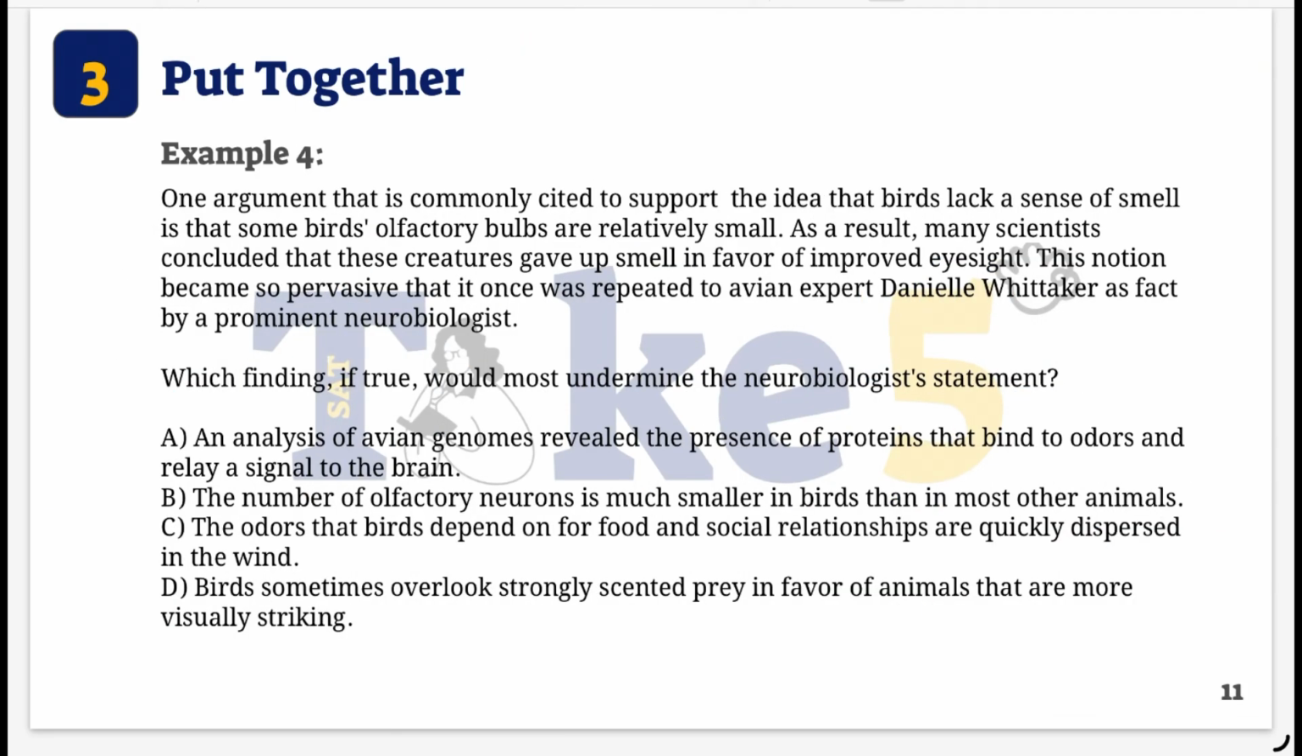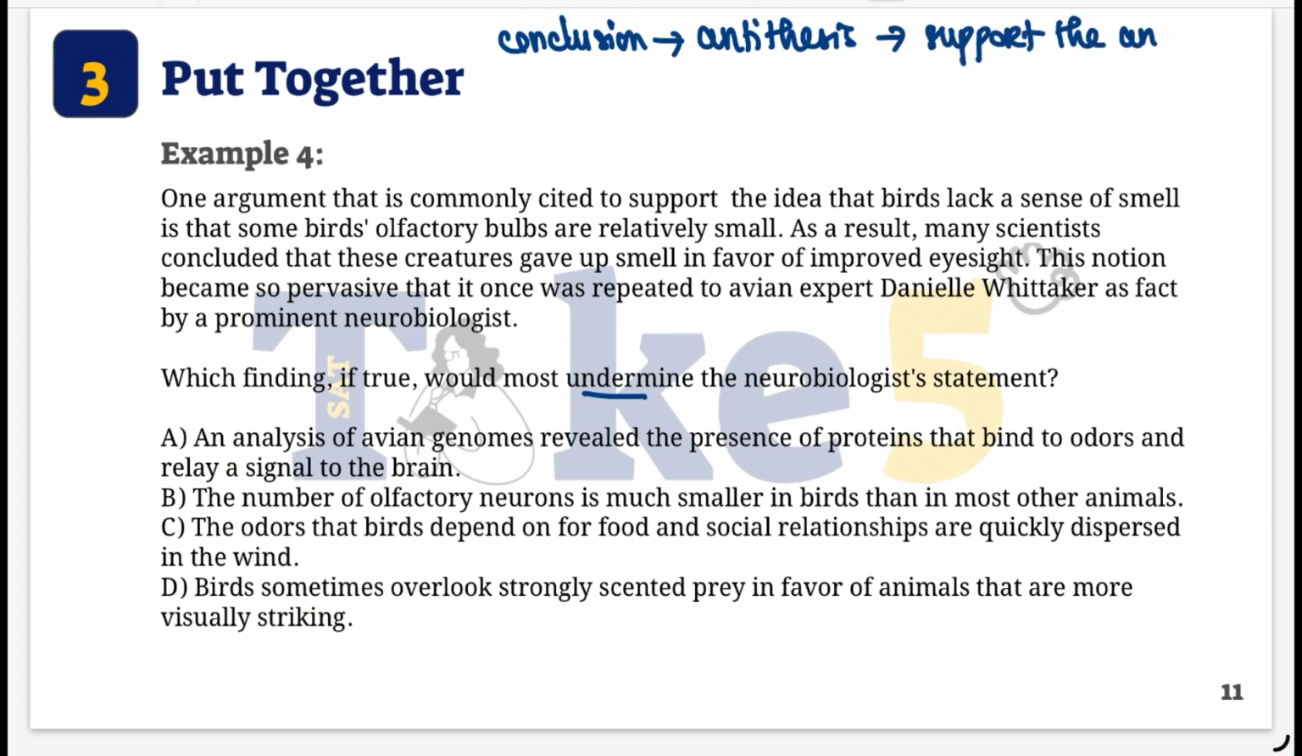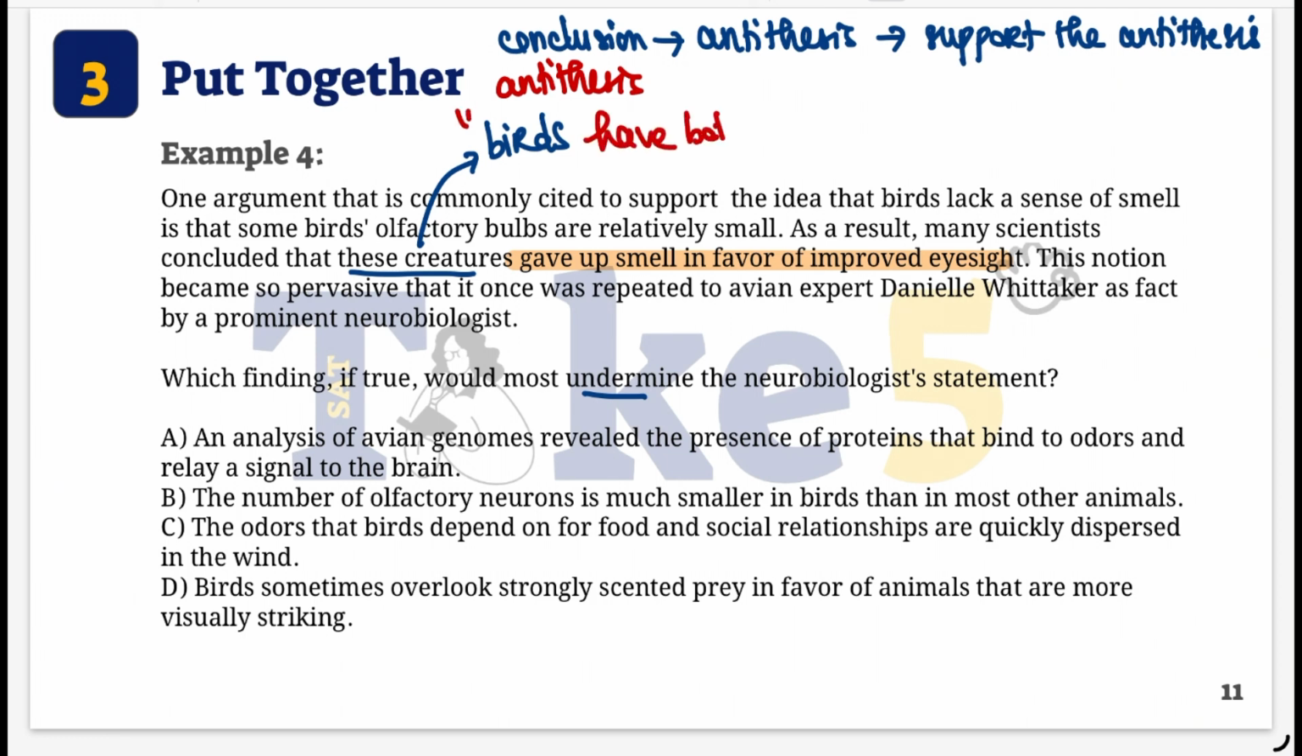Moving on to this undermine example, remember the strategy. We look for the conclusion and its antithesis first. Then we find an answer that most strongly supports this opposite stance. So what did the neurobiologists say? They say that the creatures, or birds specifically, gave up smell in favor of improved eyesight. So the antithesis of this finding will indicate that birds have both good eyesight and a sense of smell.